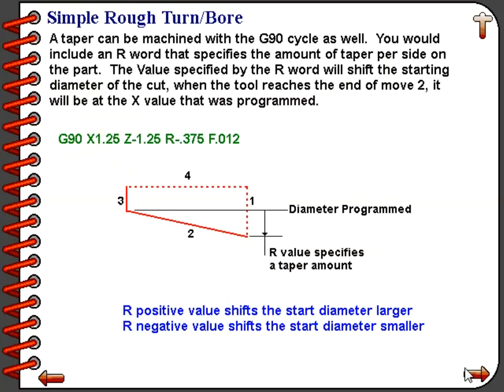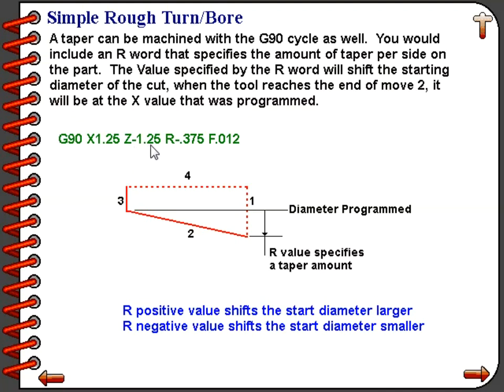A taper can be machined with the G90 cycle as well. You would include an R word that specifies the amount of taper per side on the part. The value specified by the R word will shift the starting diameter of the cut. When the tool reaches the end of move number 2, shown in the diagram below, it will be at the X value that was programmed with the X word on the G90 line of the program. So if we look at our program example here, we have our command G90 X1.25, and that would be at the position where lines 2 and 3 come together.